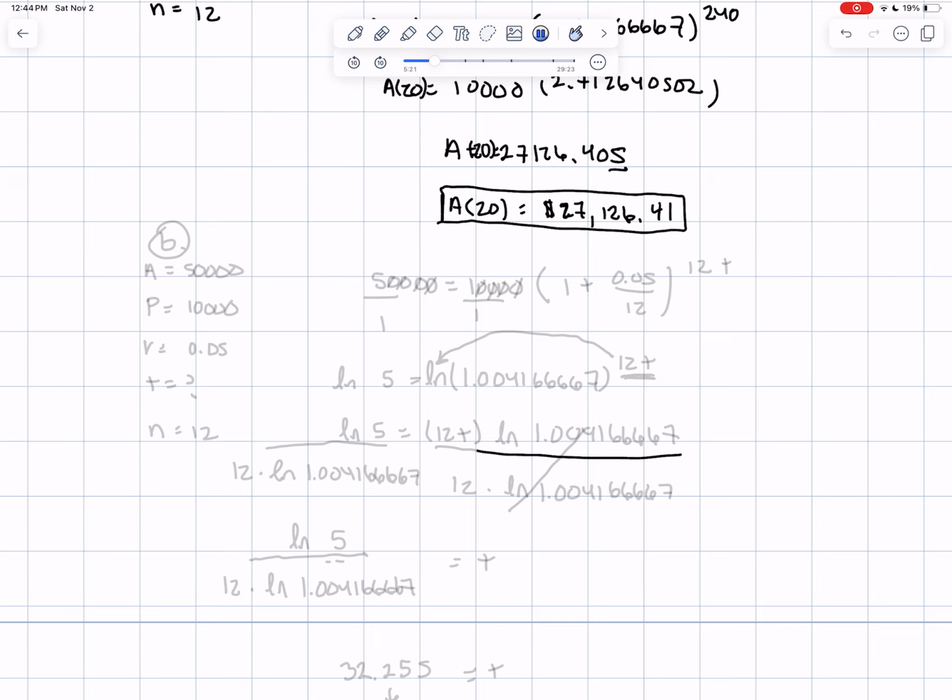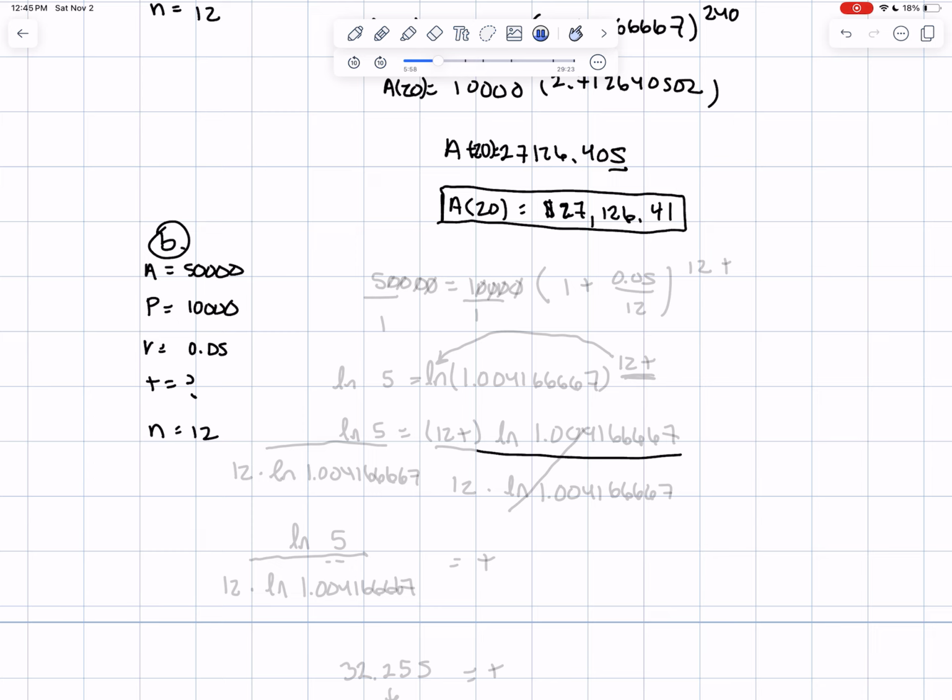So before I even write the equation, I'm going to label all my parts. They said 50,000, so 50,000 is my A. And then my initial deposit, again, is the same amount, $10,000. My r is still the same, 0.05. We don't know what time is. That's what we're trying to find. And then our n is still going to be 12. So this was part A and that was part B. This is finding what the amount will be, and this is finding time.